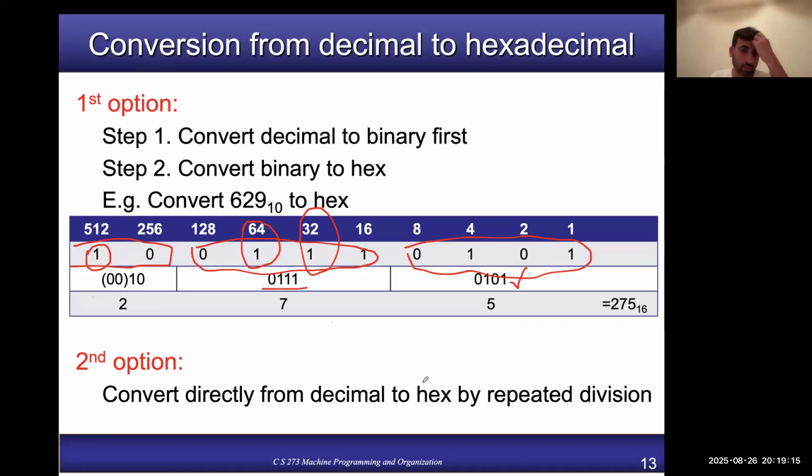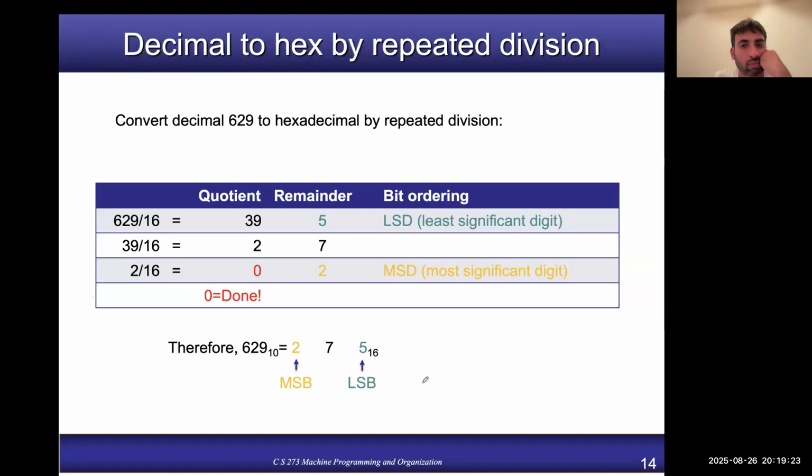Any questions? Okay, so let's have a look at conversion from decimal to hex by repeated division. Actually, we have already done it previously. I have shown how to do it on OneNote, so I'm not going to repeat the same slide, but you get the idea, right? So simply we will get 275 again.